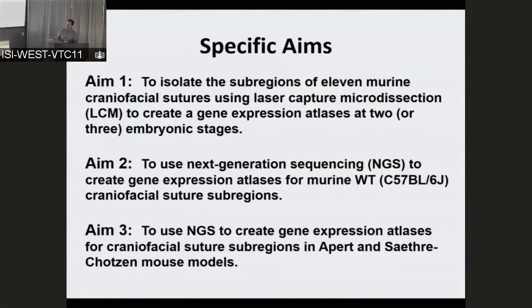And in aim 2 then, we want to use next generation sequencing to generate RNA-seq files for, in the case of aim 2, wild type mice. In this case, we're using Black 6 as our model. And in aim 3, again, generating RNA-seq files for two suture mouse mutant models. In this case, FGF receptor 2 S252W, which is an activated FGF receptor 2 mutant, and a mouse twist1 knockout. And these are on the same Black 6 backgrounds. They've been bred in the Jabs lab for many years on Black 6.